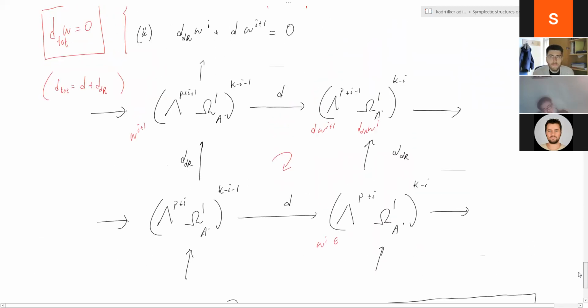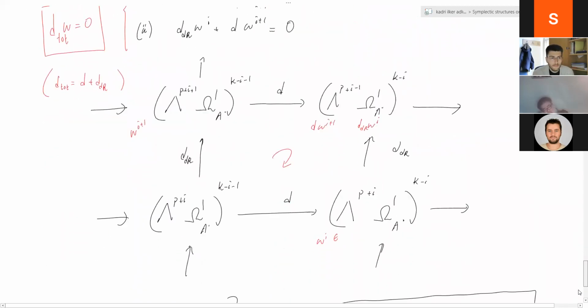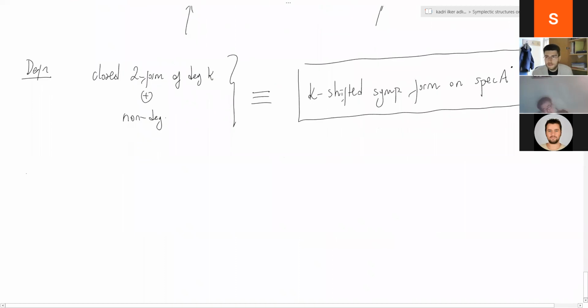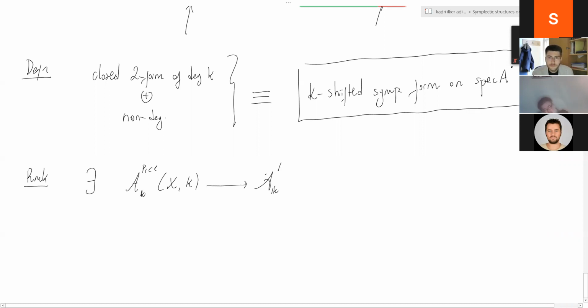Affine derived case. Okay, and actually, as a remark, you can easily see there exists a natural map from the space of closed P forms of degree K to the space of P forms of degree K. Remember, this is just a sequence. That's just a kind of projection to the first component.